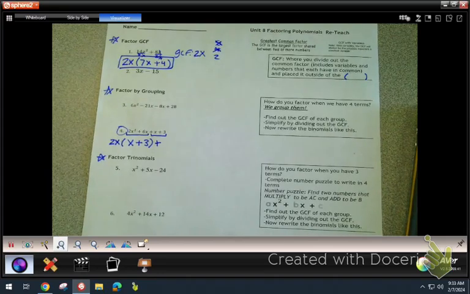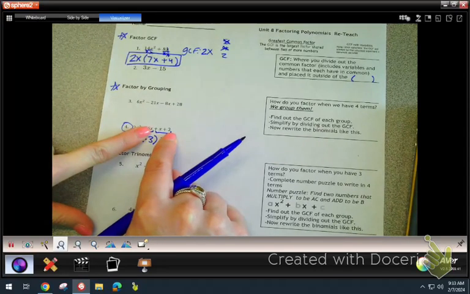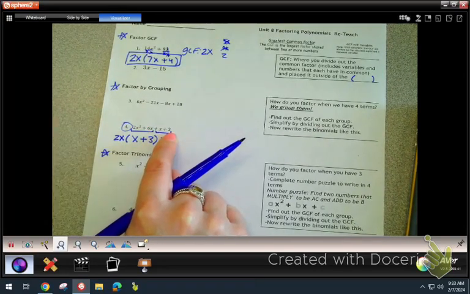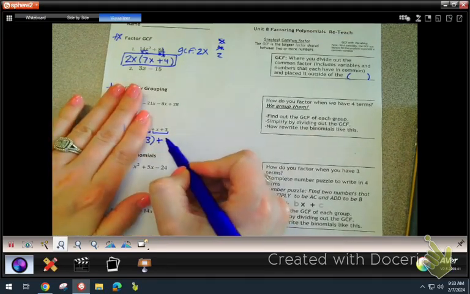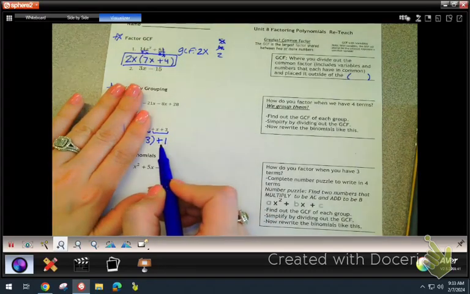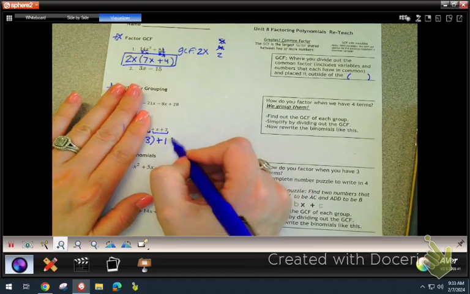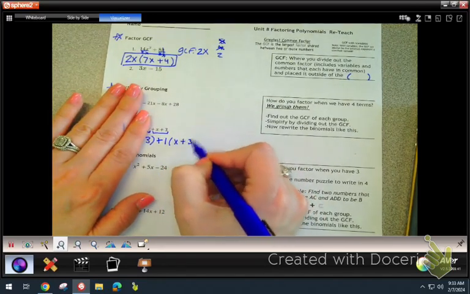Can I take out an x? I can't. Is there an x here? Wait, no. Can I take out a 1? Yes. Do we normally take out a 1 and write it down? What's the exception? If it's in the second group, we've got to have a number there. This is like the one place that we do want to write a 1 right there. And what's nice about dividing by 1, does it change anything? No. So I just have x plus 3.